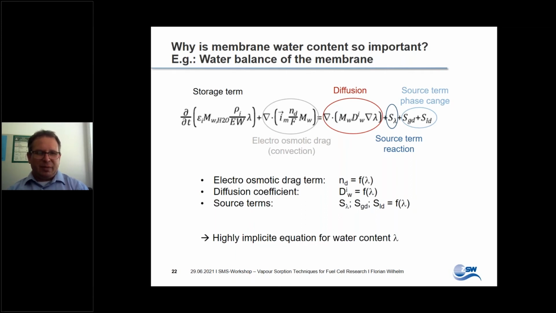Now you could already see some lambda terms up here, but there is even more dependence on lambda, because the electro-osmotic drag term ND is usually a function of lambda. The diffusion coefficient is a function of lambda within the membrane, and the source terms are also functions of lambda. This means that the whole equation is a highly implicit equation for the water content lambda. So this water content lambda is a very important property that we need to describe in a realistic way if our modeling should be successful.